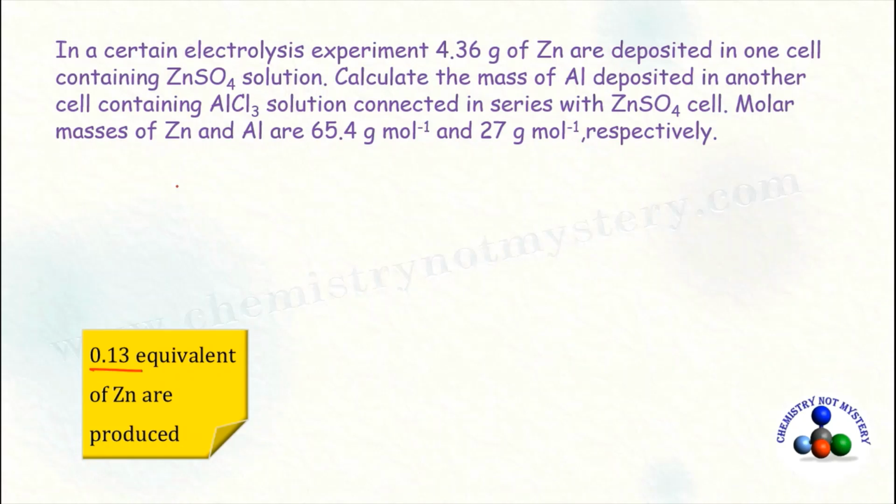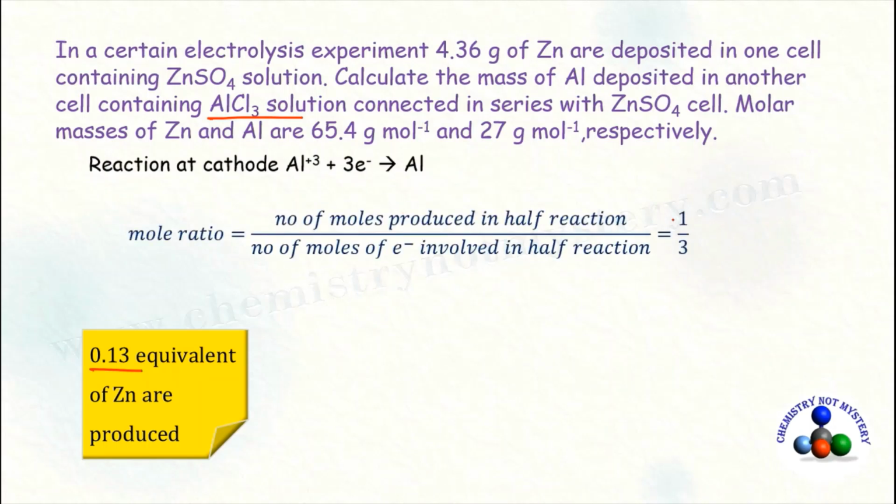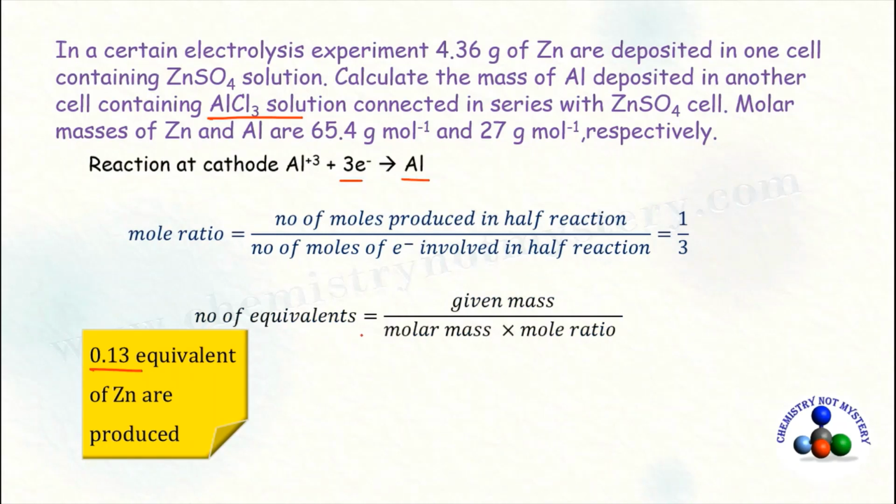Now write the reaction that takes place in the other cell that contains AlCl3 solution. So at the cathode, Al3+ ion gains 3 electrons and is converted into aluminium. Mole ratio for this equation will be 1/3, as 1 mole of aluminium is produced by using 3 moles of electrons. Now we have the formula: number of equivalents is equal to given mass divided by molar mass into mole ratio. According to the second law of Faraday, number of equivalents will be the same as the zinc.